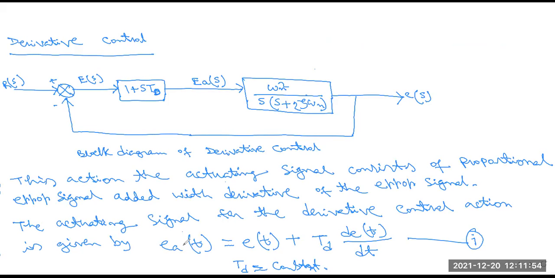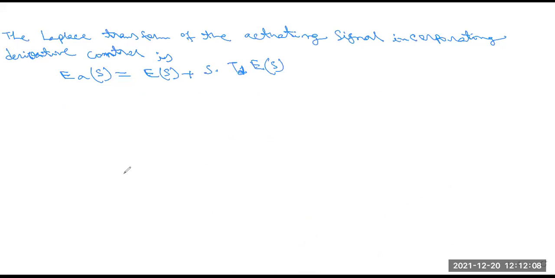When we apply the Laplace transformation to this equation, the equation becomes E_a(s) = E(s) + s T_d E(s). So this is basically the equation of the derivative controller part.